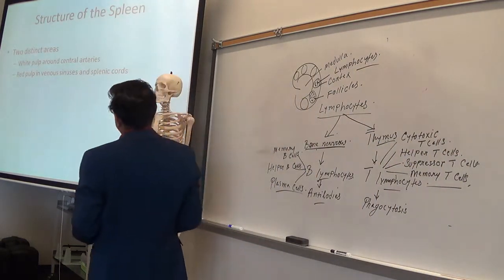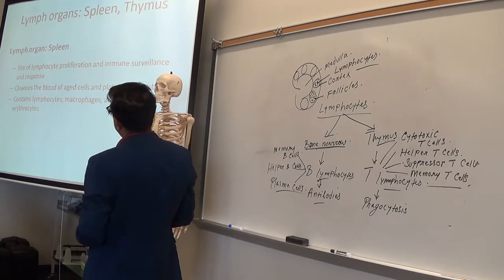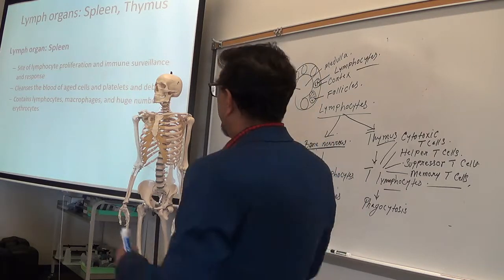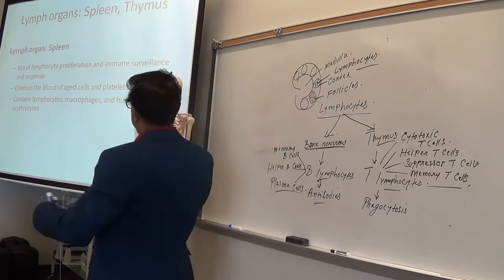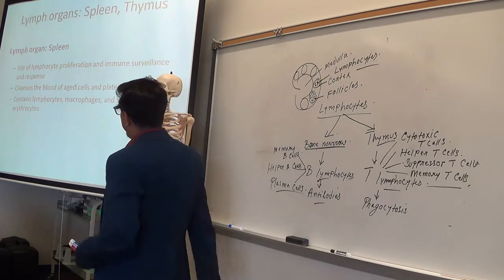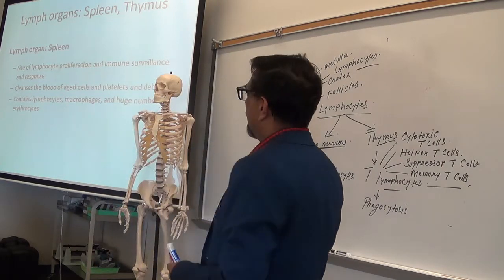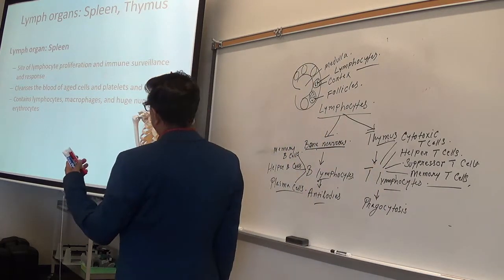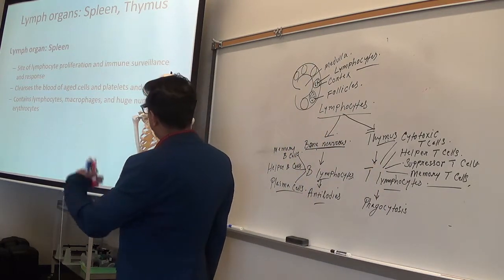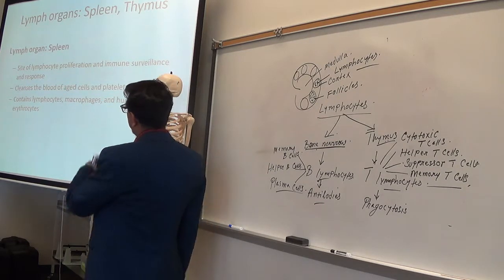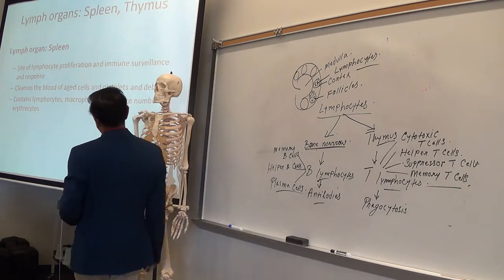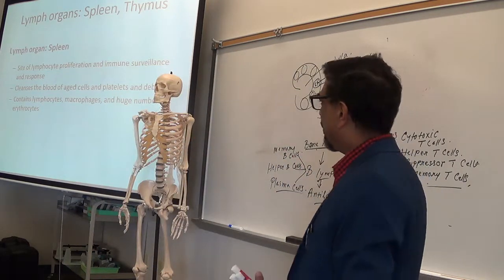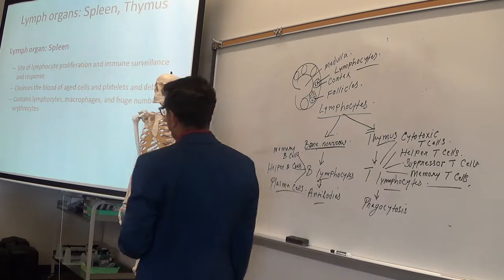Spleen is mainly responsible for lymphocyte proliferation. That means multiplication. The lymphocytes increase in number according to the need of the body. If your immune system thinks that you need more lymphocytes to fight against the microorganisms inside the spleen, proliferation of lymphocytes will occur. Okay? Also, immune surveillance, monitoring and responding.